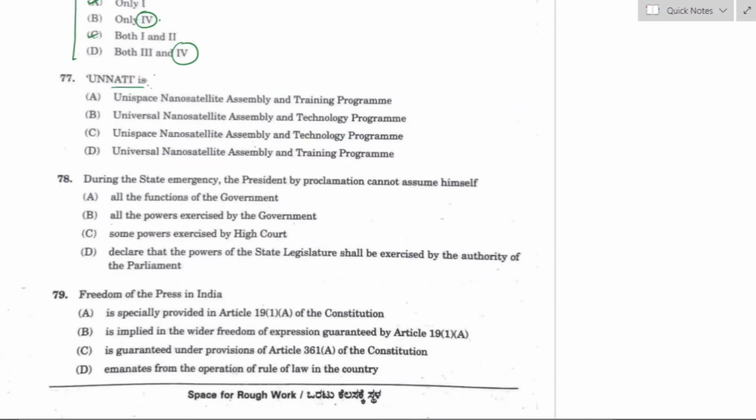Question number 77. Unnati is a Unispace Nanosatellite Assembly and Training Program. Option A is the right answer. It is a capacity building program on nanosatellite development launched by ISRO. Question number 78. During a state emergency, the President by proclamation cannot assume some of the powers exercised by the High Court. Option C is the right answer. This state emergency is defined in Article 365, where the President can declare a state emergency.